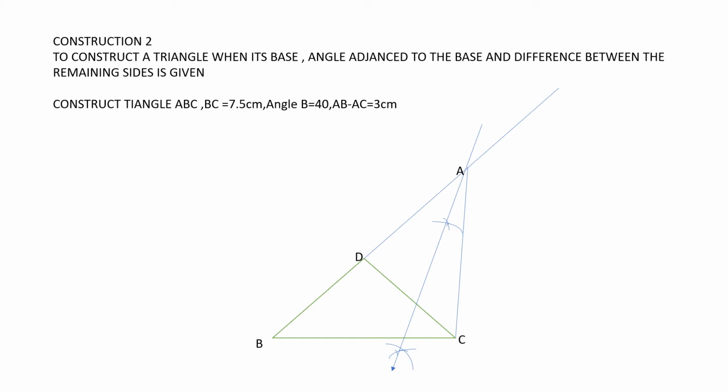Here somewhere you will get the D point, with 3 centimeter on this line, okay, and join your D and C, right? It will show you a small triangle inside a bigger triangle. The bigger triangle is ABC, and inside it the smaller one is BDC, right?